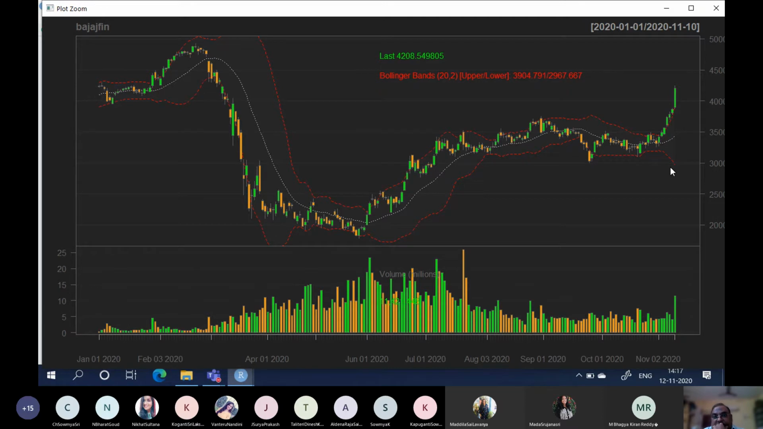4,208 is the last trading price. And the candle is also very big. It broke decisively. Okay, so the bands will adjust to the new high. So you can buy. You can expect it to go up to 4,500. And the volumes are also good. So you can buy.